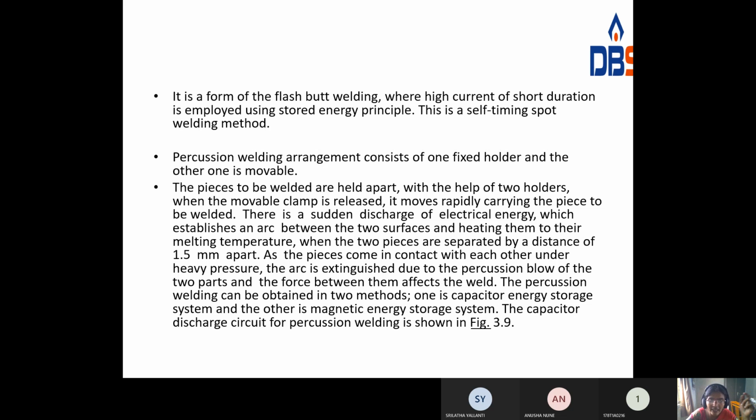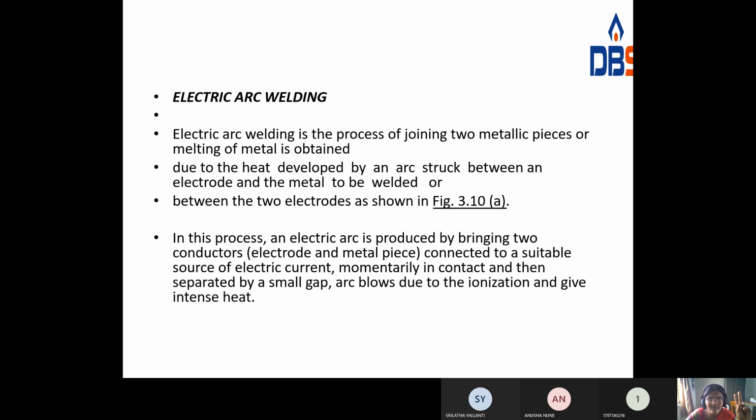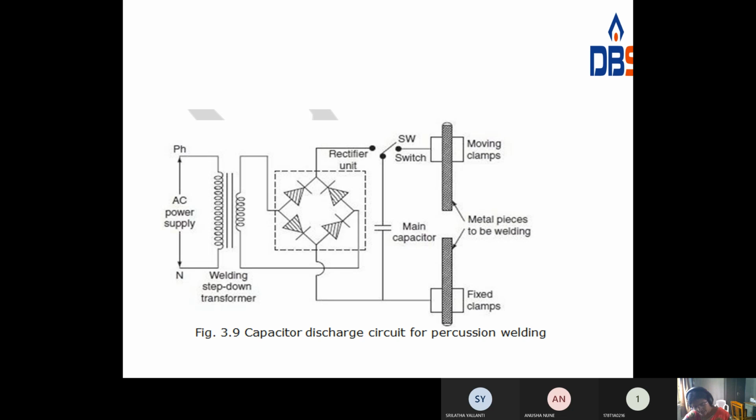The percussion welding can be obtained by two methods. One is the capacitor energy storage system and the other is the magnetic energy storage system. Here in this one, you are shown the capacitor storage system. So this is the type of resistance welding.